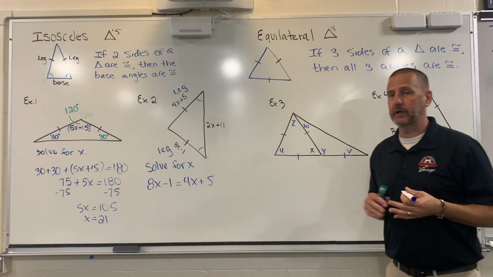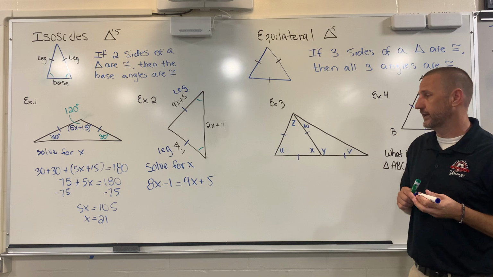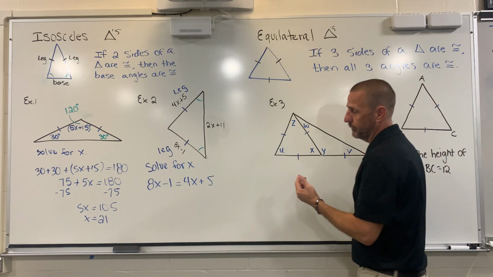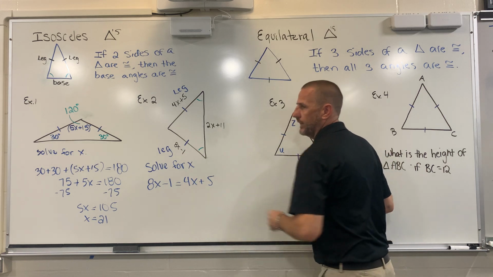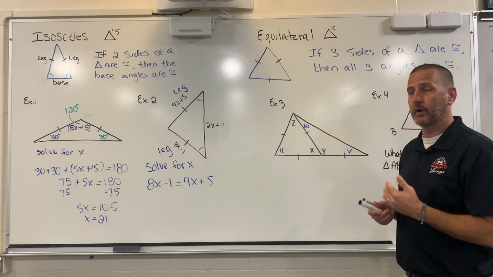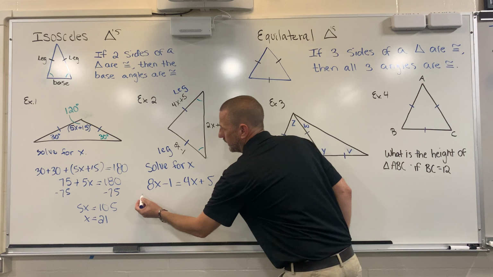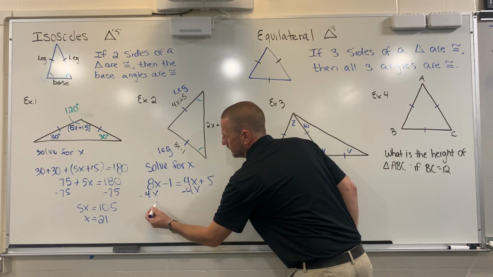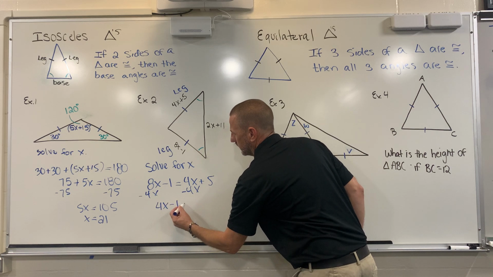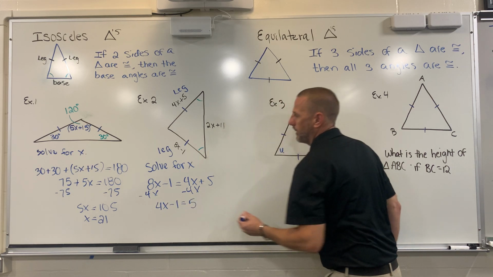Now this leaves me with variables on both sides of the equation, and being a math teacher, I want to make sure I go back over my algebra. If I have 8x's on the left side of the equation and 4x's on the right, I normally want to cancel the smaller of the two. So if I take 4x, that leaves me with 4x minus 1 equals 5.